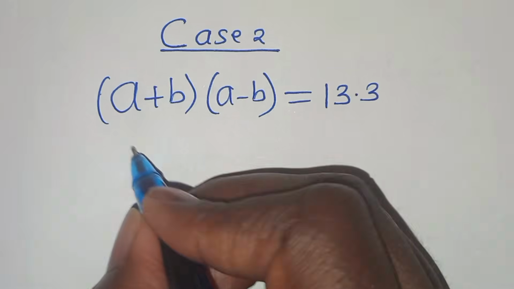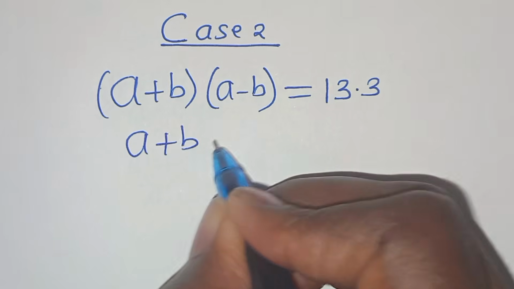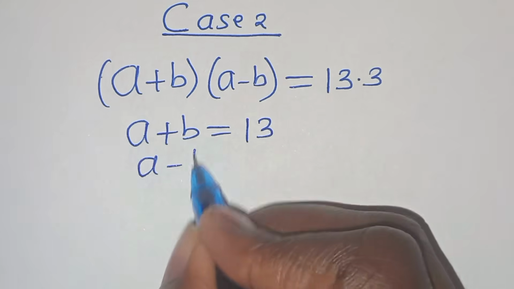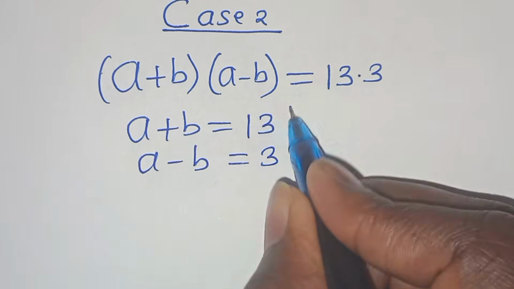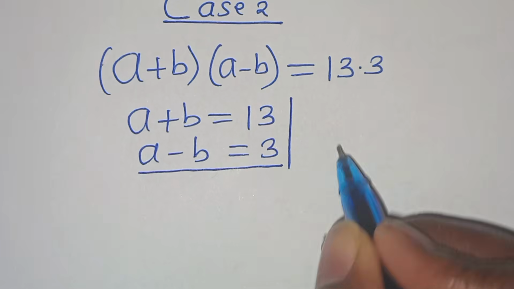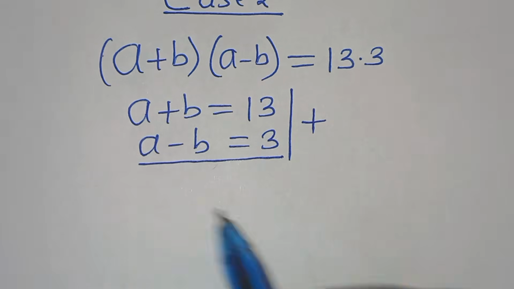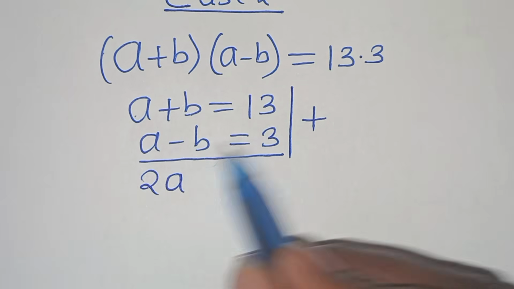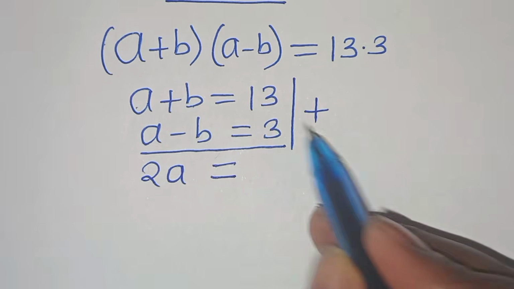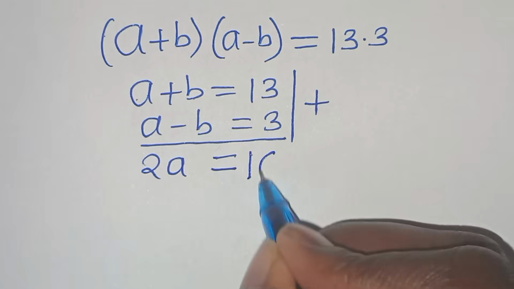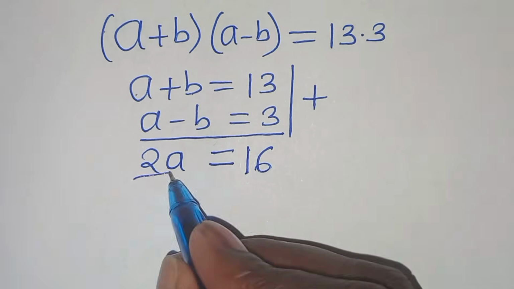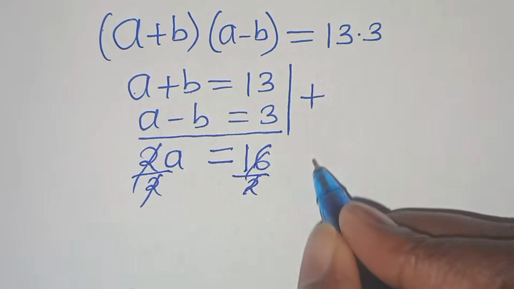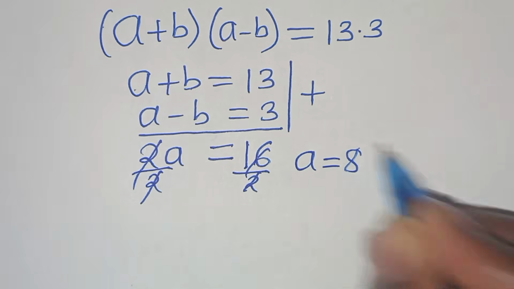So what this means is that we have a plus b equal to 13, and a minus b equal to 3. So these are systems of two linear equations. Let's sum them. This is a plus a, which is 2a. Then b plus minus b simplifies. Then 13 plus 3 is equal to 16. So let's divide both sides by 2, and this implies that we have the value of a equal to 8.